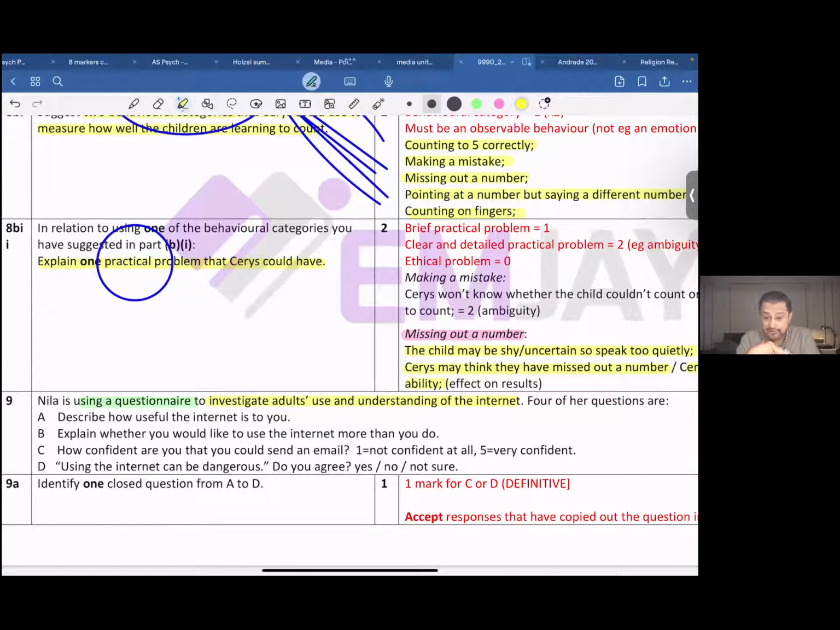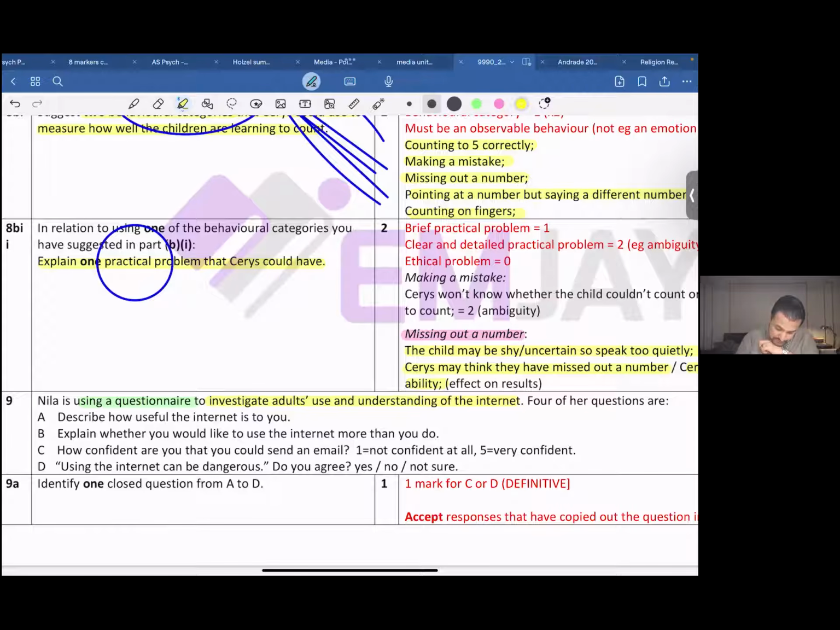And over here we see rating, where 1 means not confident at all, and 5 means very confident. And number D, the fourth option, is: using the internet can be dangerous. Do you agree? The three different options we have over here are yes, no, or not sure. Identify 1 close-ended question from A to D.